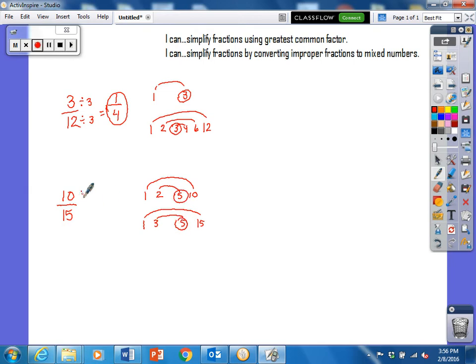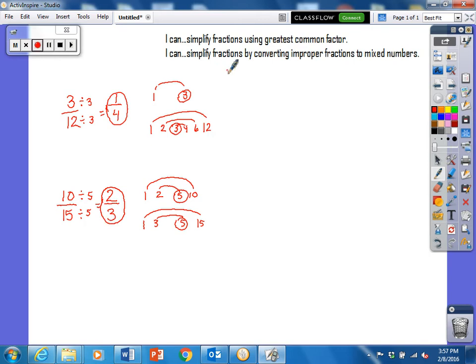And then we come back to our fraction and we divide by the GCF. So we go to our 10 rainbow, find our 5. What's it connected to? It's connected to the 2. We go to our 15 rainbow, find the 5. What's it connected to? The 3. So 10/15 in simplest form is 2/3.